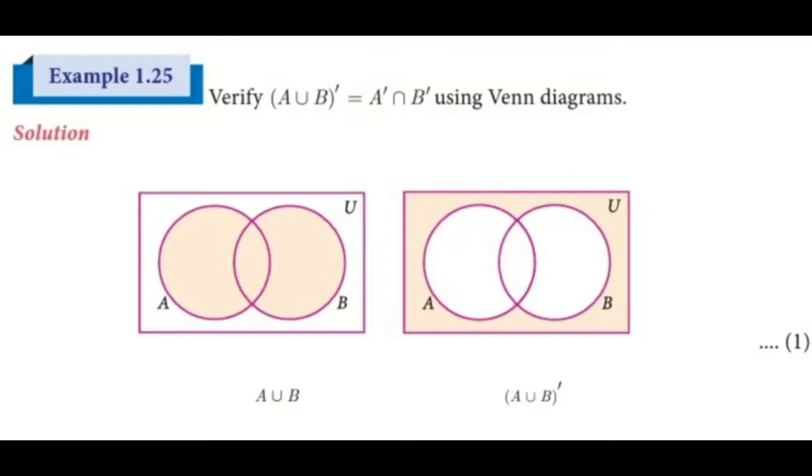First we find A ∪ B, the set of all elements in A, in B, or in both. So adding A and B fully, that is A ∪ B. Then (A ∪ B)' is equal to U minus (A ∪ B). Taking U except A ∪ B, that is (A ∪ B)'. Equation number 1.